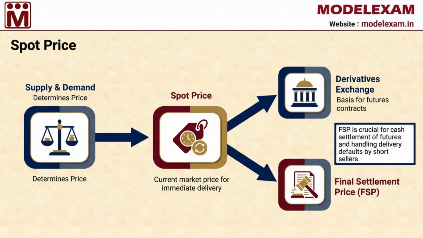They also use it to calculate the final settlement price, or FSP. This FSP is crucial because if a futures contract is settled in cash or if a seller defaults on their delivery obligation, this price determines how much money changes hands.